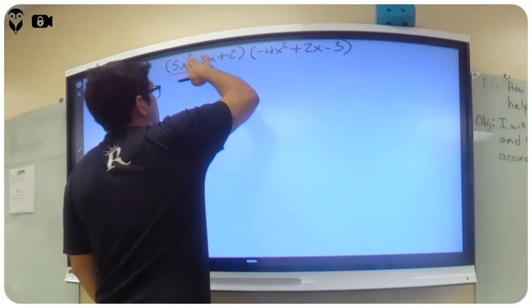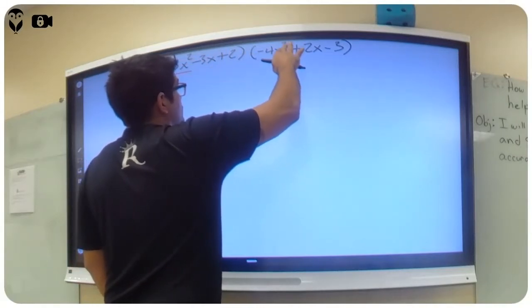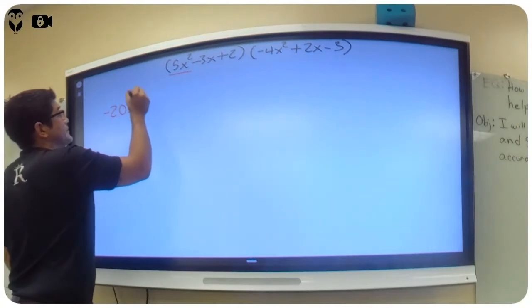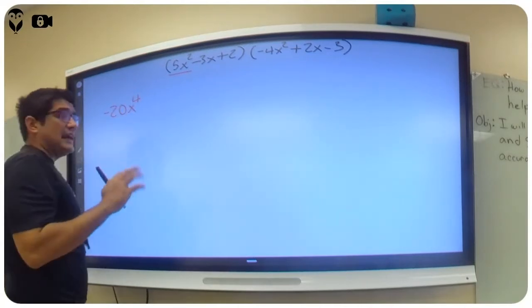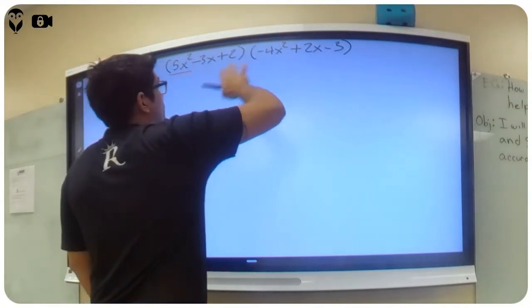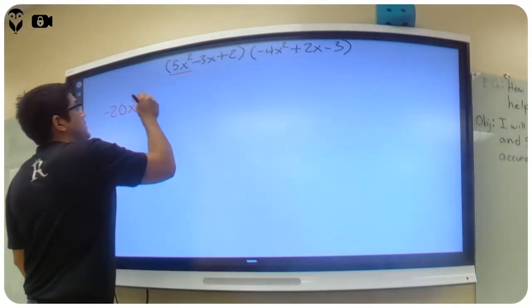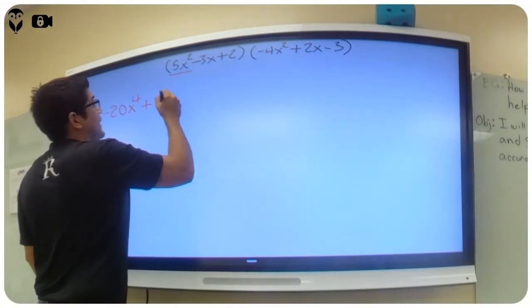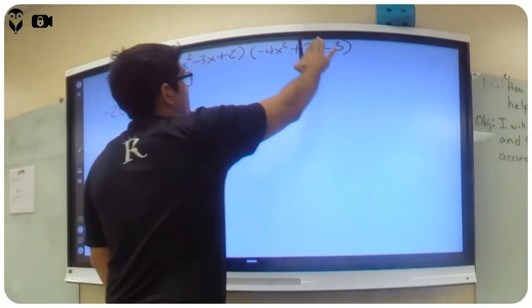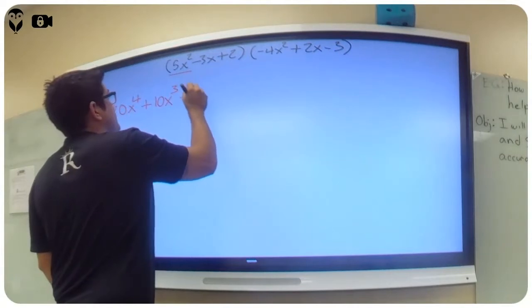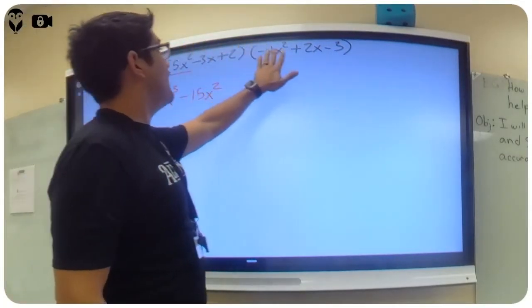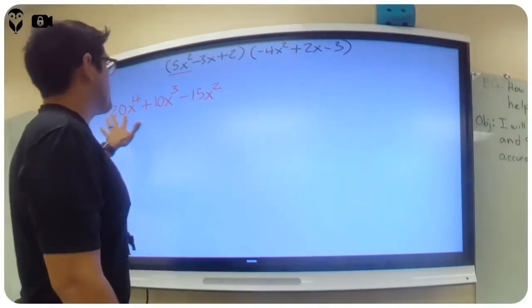So 5x squared times negative 4x squared is going to make negative 20x to the 4th power, because the exponents are going to add. Then 5x squared times 2x is going to give us positive 10x to the 3rd. Then 5x squared times negative 3 is going to give us negative 15x squared. So that's 5x squared times every single one of these things. So you end up with 3 results.